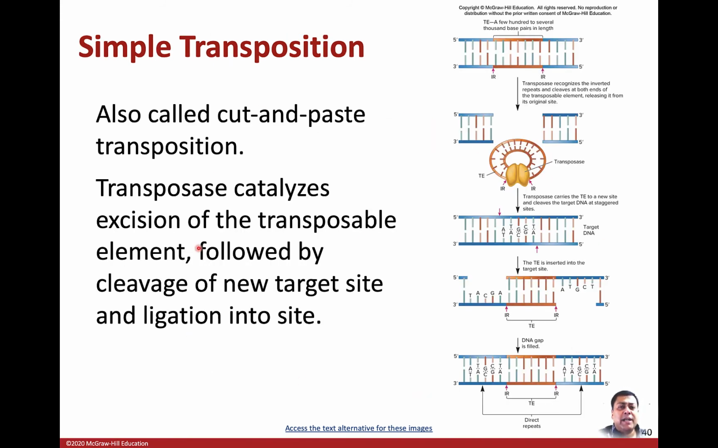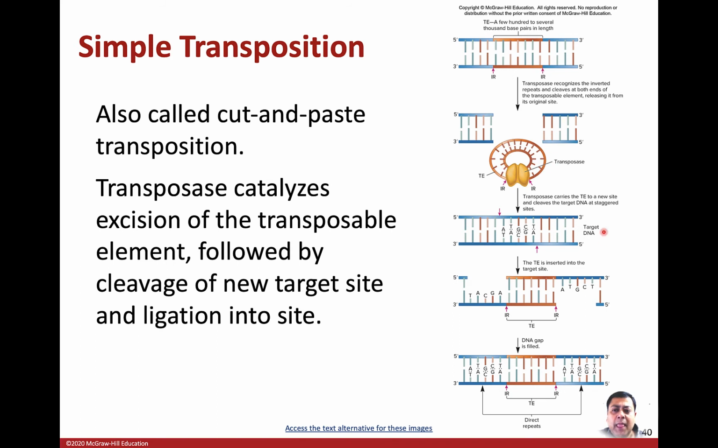So how does a simple transposition work? We call this one cut-paste transposition. The transposase catalyzes the excision of the transposable element, followed by the cleavage of a new target site and ligation into the site. Suppose this is a few hundred to several thousand base pairs in length, and this is your inverted repeat. The transposase recognizes the inverted repeats and cleaves both ends of the transposable element. It will cleave right here and right here.